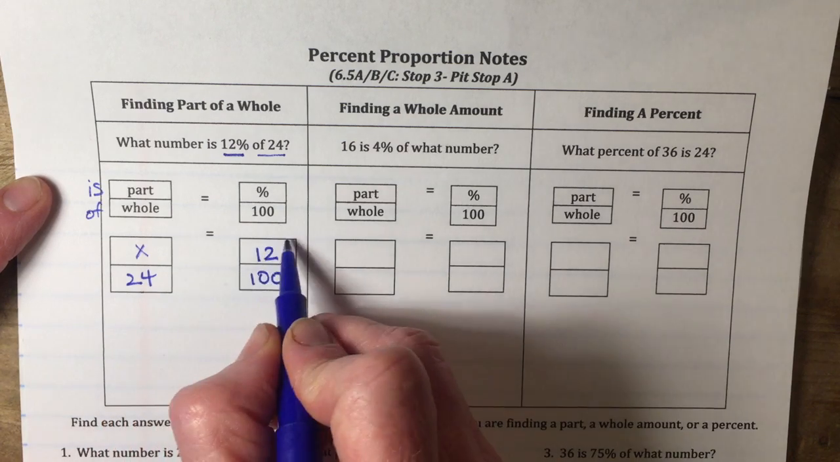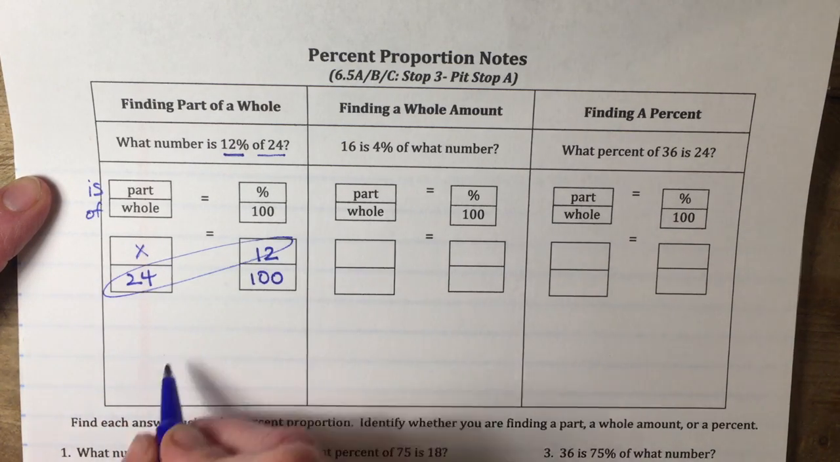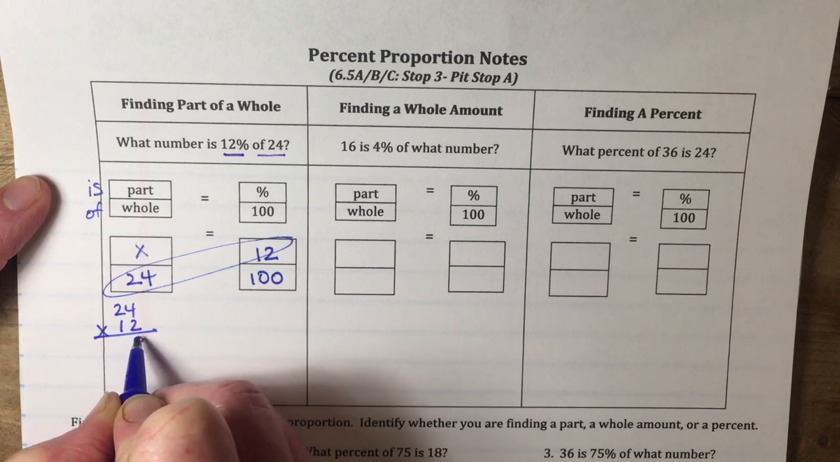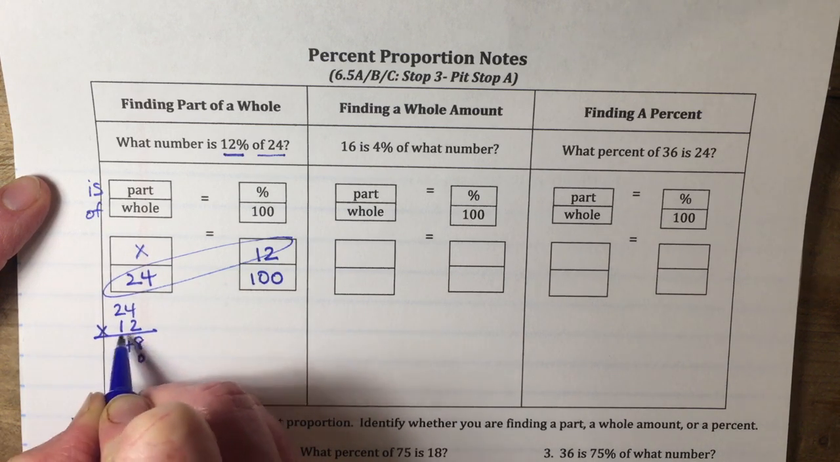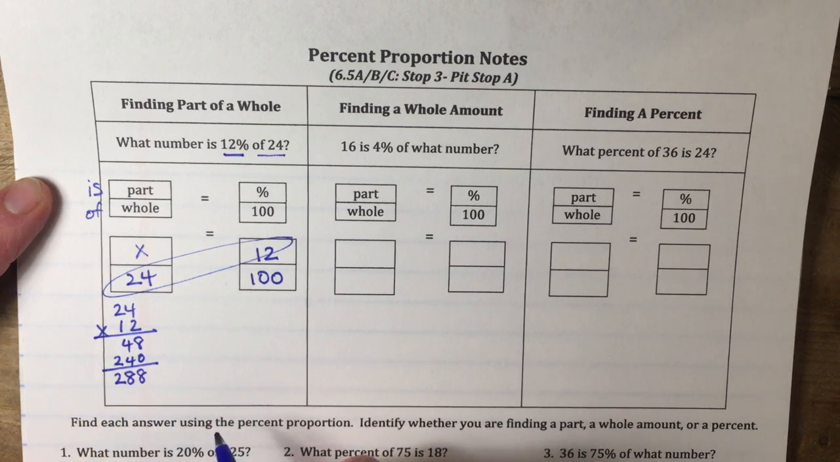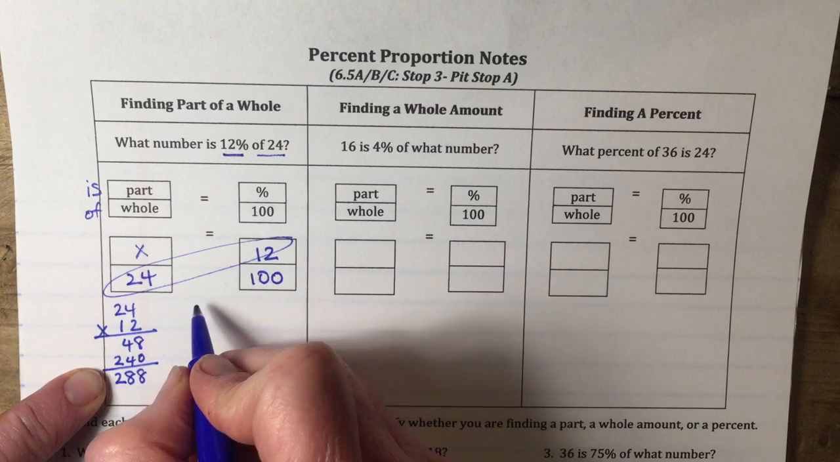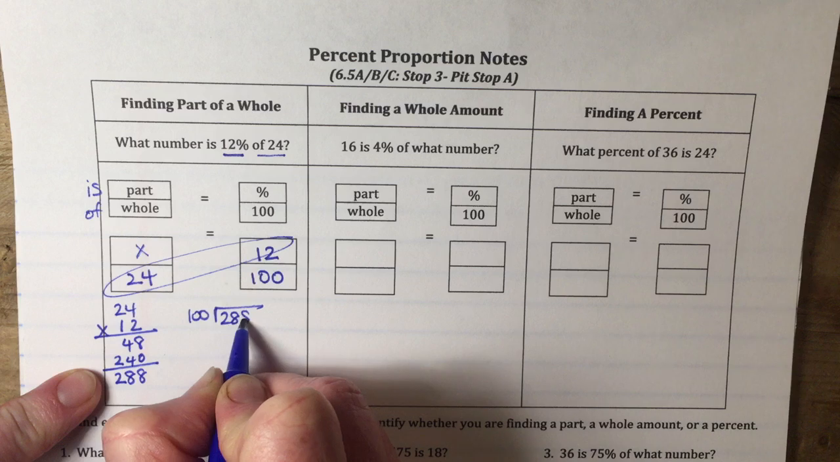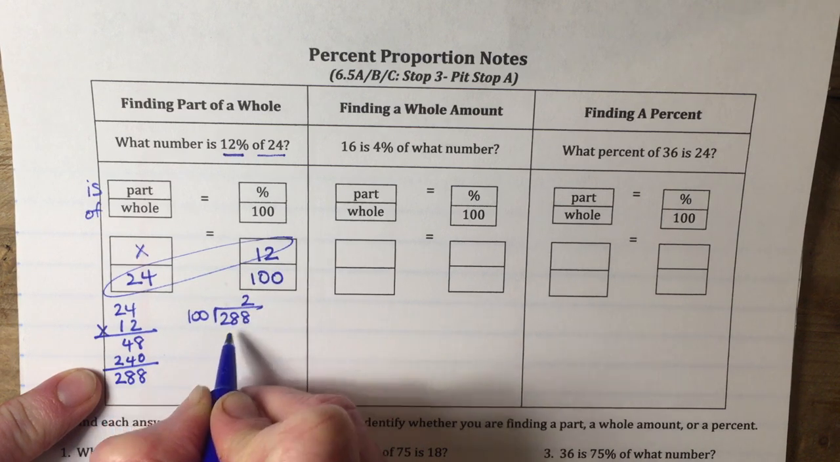Now if I go ahead and solve this, 12 times 24, I need to multiply 24 and 12. So 4 times 2 is 8, 2 times 2 is 4. Start with a 0, 1 times 4, and 1 times 2. I end up with 288, and then I need to finish this by dividing by 100. So I'm going to divide 100 into 288. 100 will go into 288 twice.